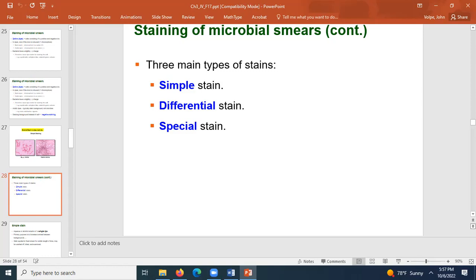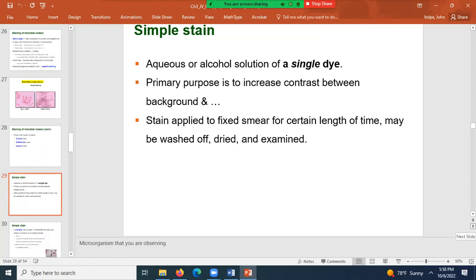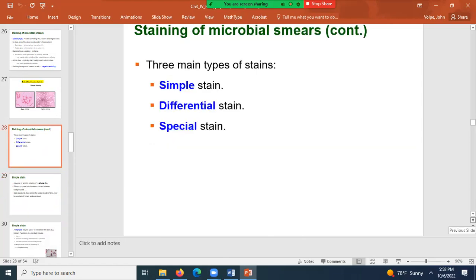All cells will then pick up the same color. Talk about that in the next slide. A differential stain typically uses two or more stains and stains the cells differently. That's why we call it a differential stain.